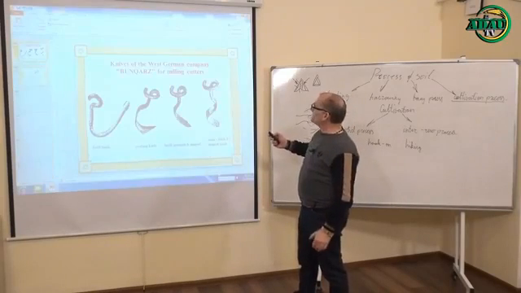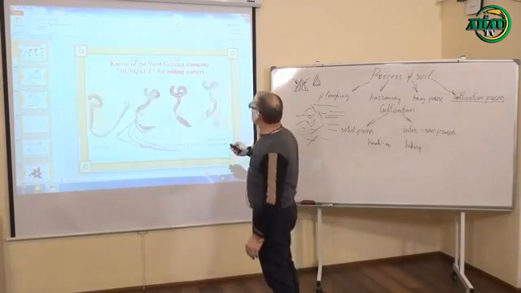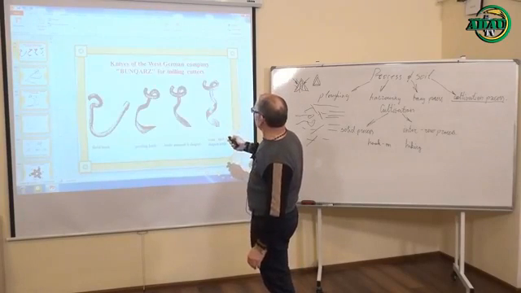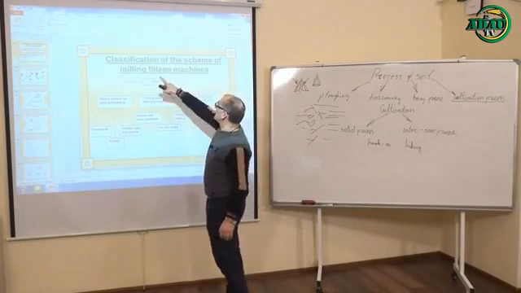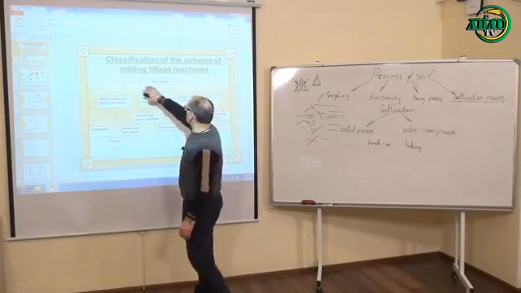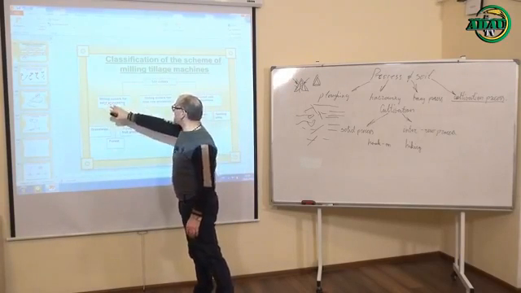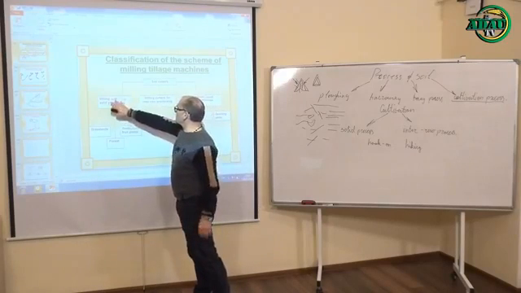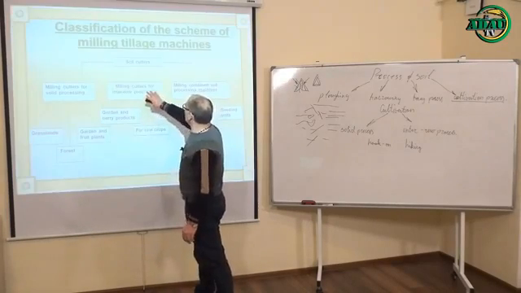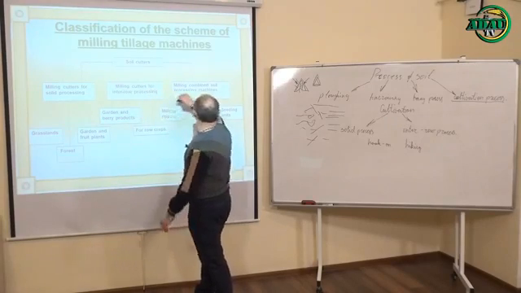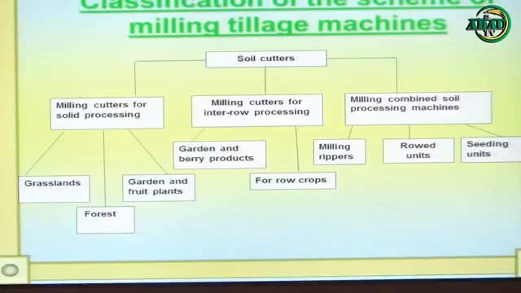First of all, I'd like to present for your attention the main structure. It looks like a classification of them. The soil cutter consists of milling cutter, soil processing, and milling combined soil processing machines, each of which consists of different forms for grasslands, gardenlands, and forests, and the milling cutter for gardens and bare parks, and of course for growing crops.